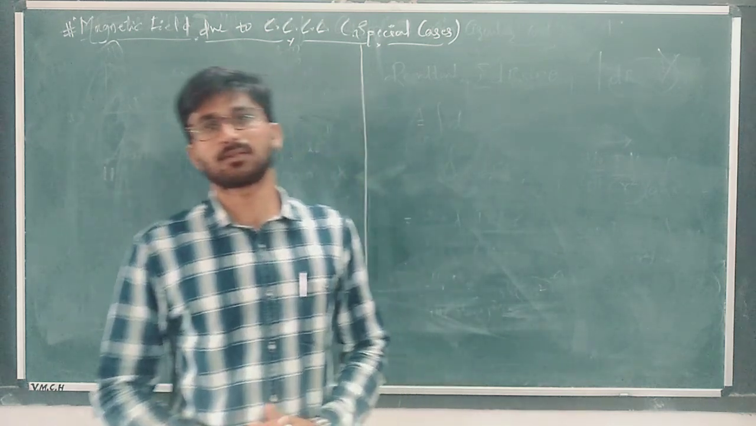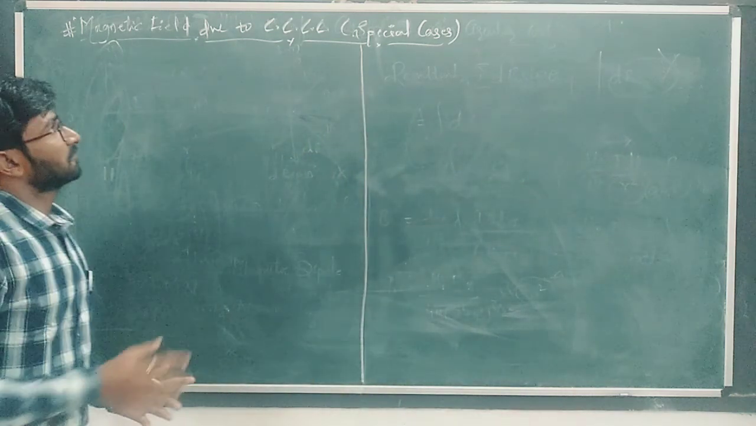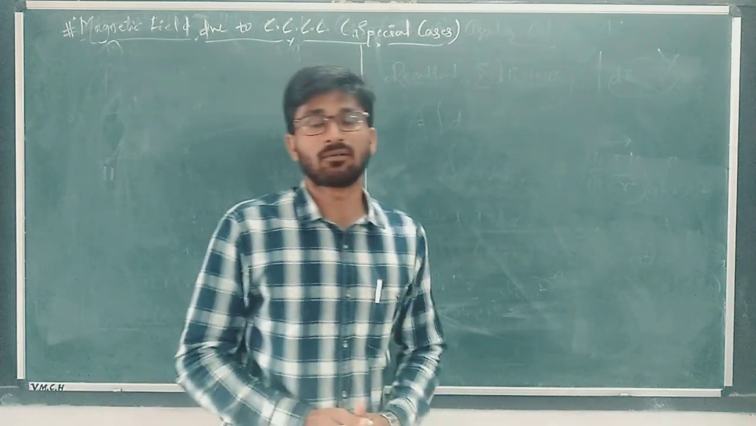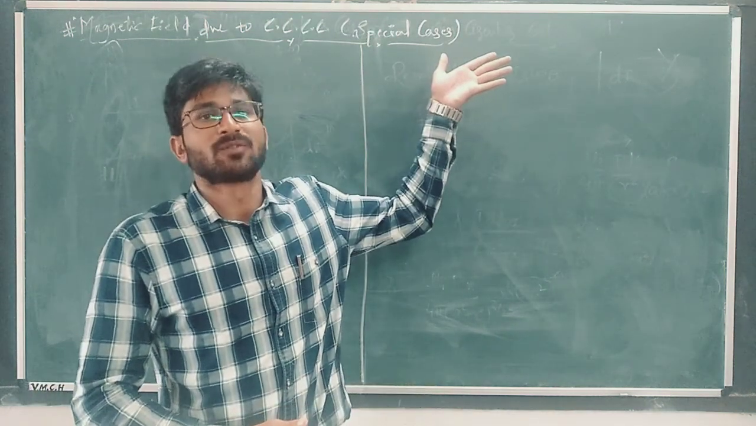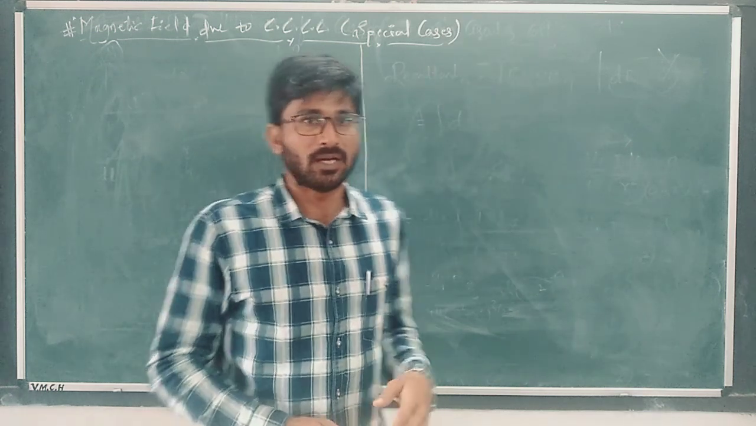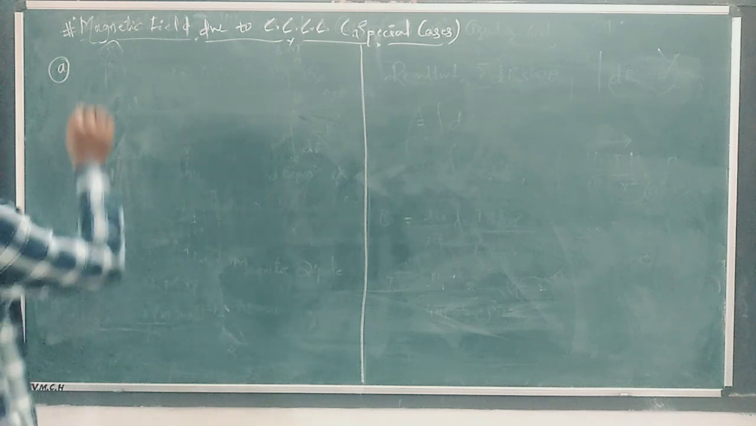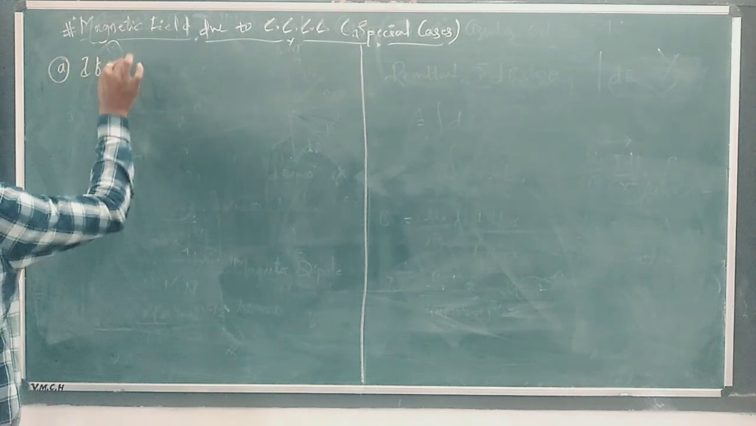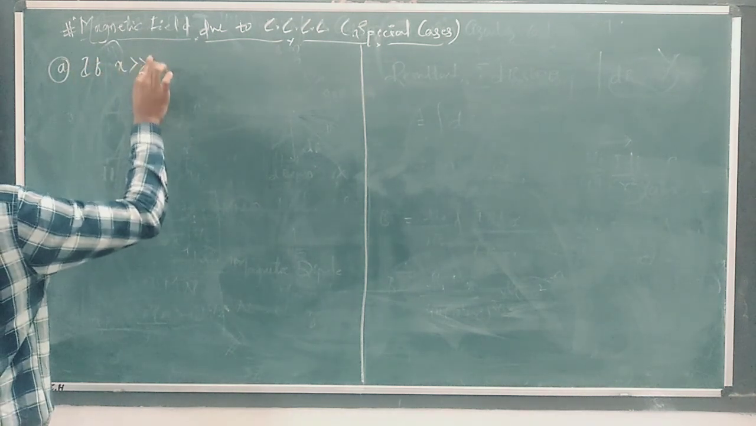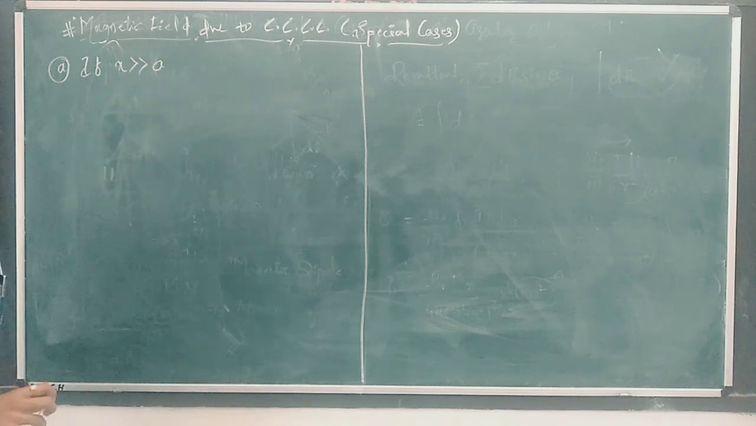In this class we will discuss the magnetic field due to a current carrying circular coil. So we will discuss some special cases here. I will take the first one: if x is very much greater than a.